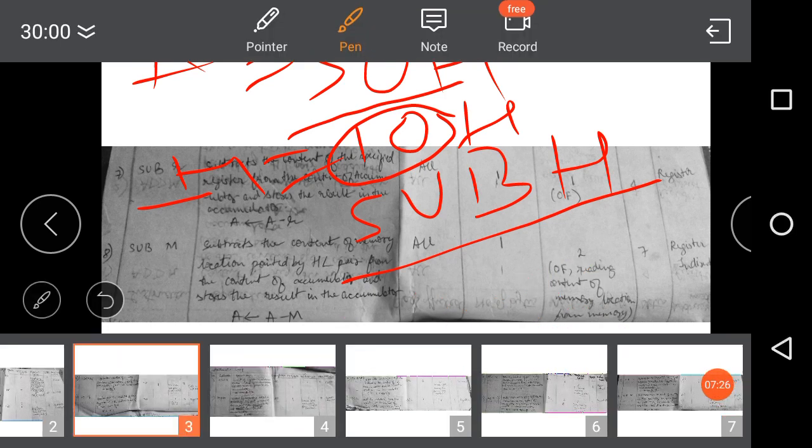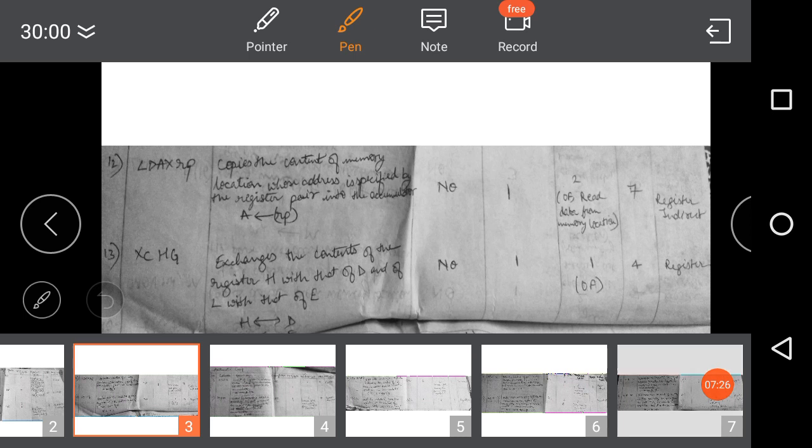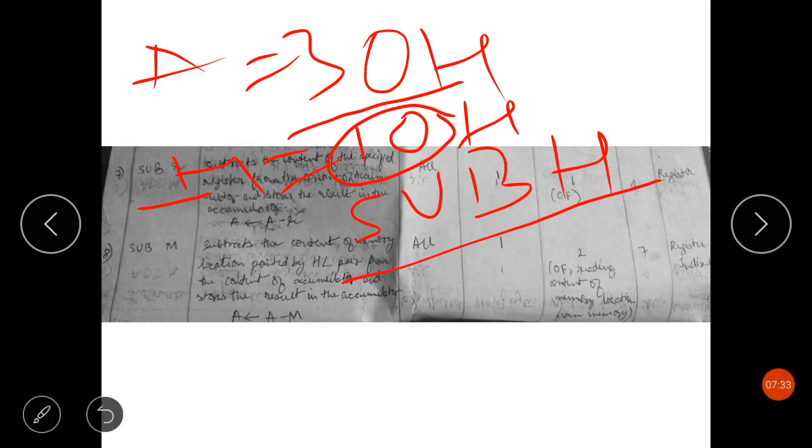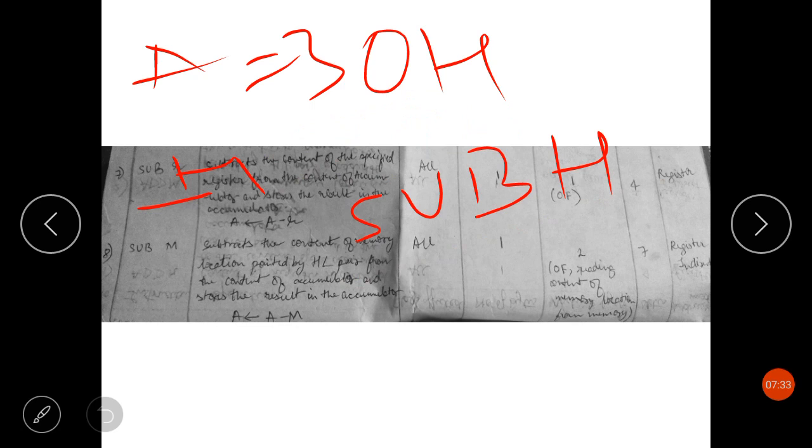Flags affected: again all flags will get affected, since it is an arithmetic operation. Number of bytes: as you can see, there is no hexadecimal number mentioned along with the instruction, so the number of bytes will be 1, which is the opcode.